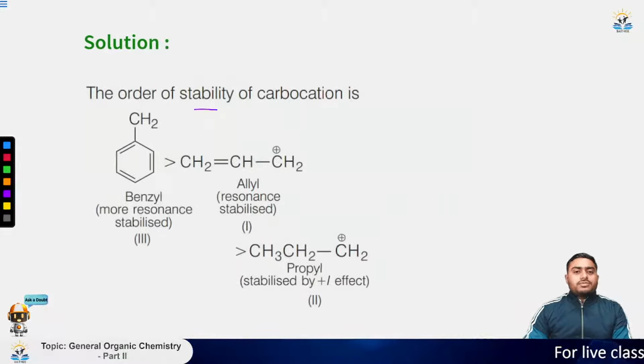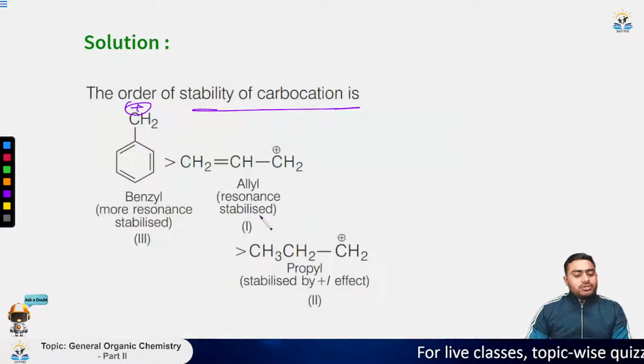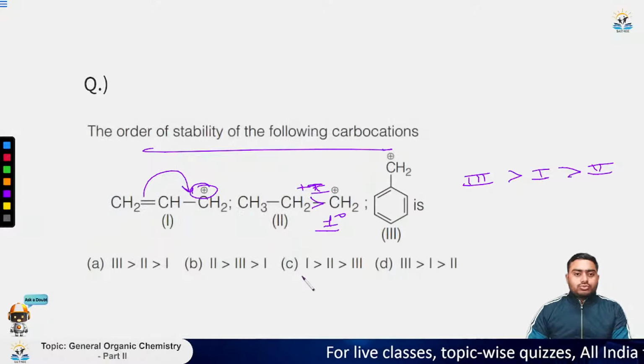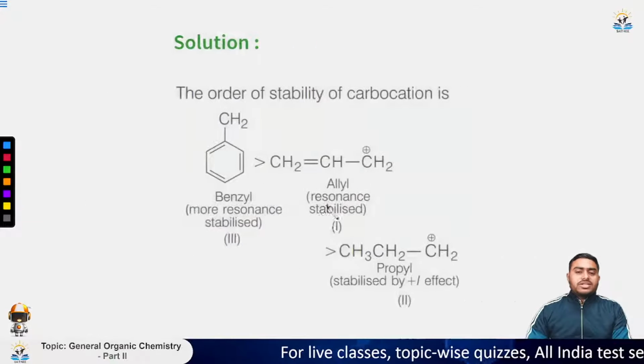The order of stability of carbocation should be: benzylic carbocation, more resonance stabilized than allyl, which is resonance stabilized, then propyl stabilized by plus I effect. So 3 1 2, you can check the order. 3 1 2, option D is the correct answer.